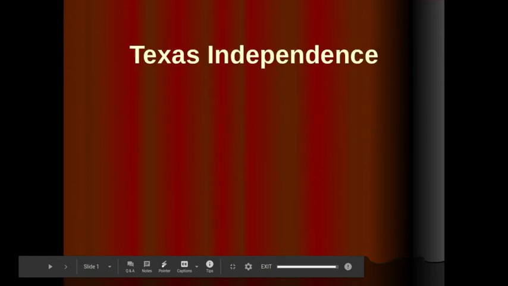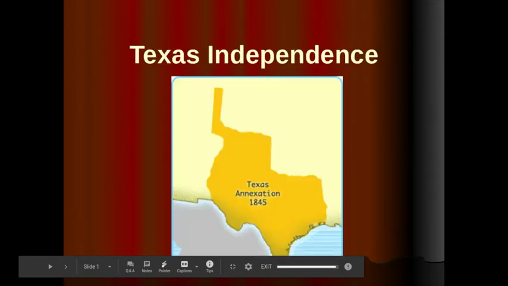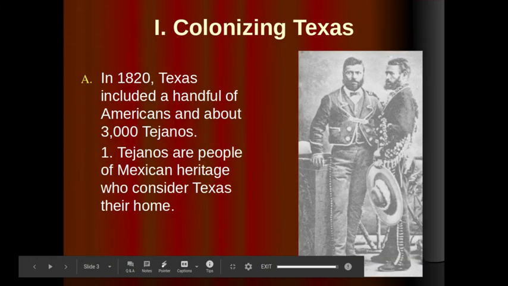But real quick, let me show you what Texas looked like in 1845. So when Texas became a state, it looks very different than what it does today. I just wanted you to see how it goes a little bit more north than it typically does right now. But it was also at this point in time in the 1820s attached to Mexico. So in the 1820s, Texas included a handful of Americans and about 3,000 Tejanos.